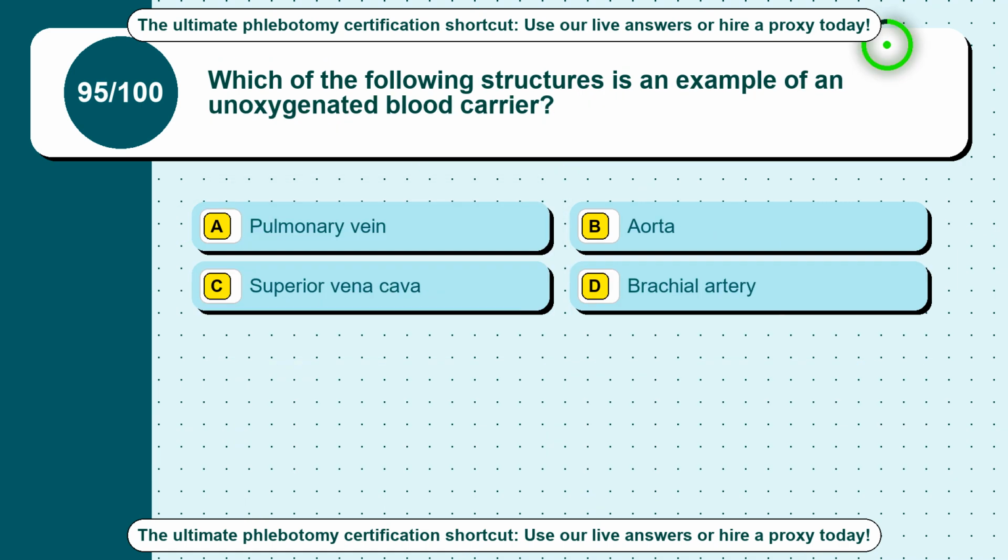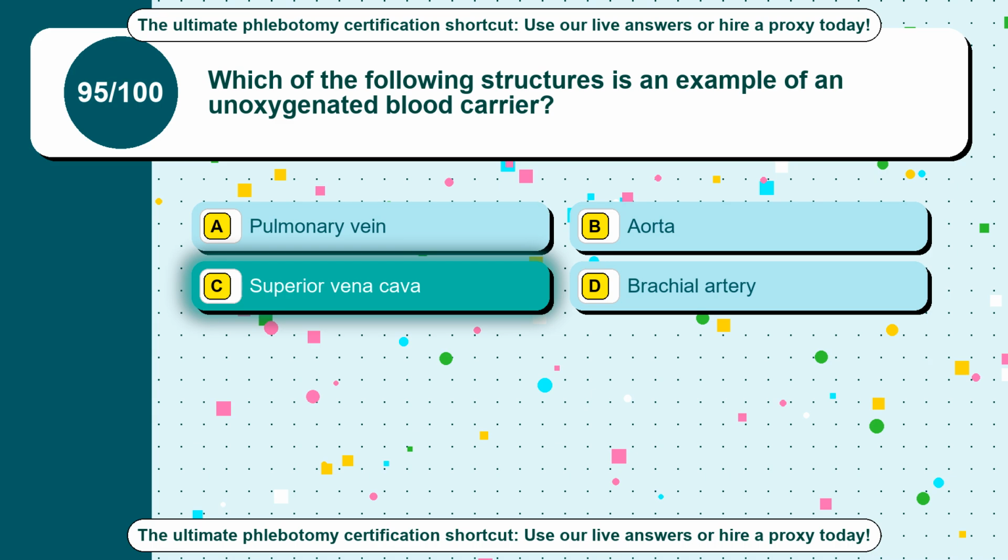Question 95. Which of the following structures is an example of an unoxygenated blood carrier? Option A, pulmonary vein. Option B, aorta. Option C, superior vena cava. Option D, brachial artery. The correct answer is option C, superior vena cava.